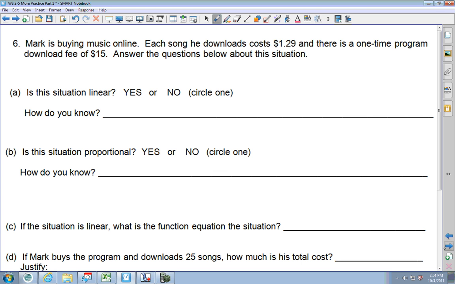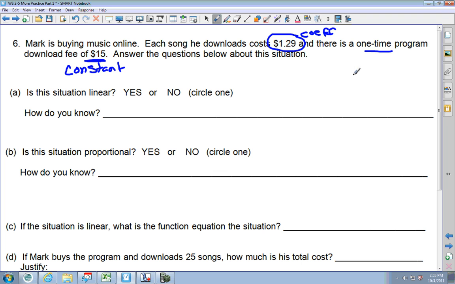This one says that Mark is buying music online. Each song he downloads costs $1.29. This is going to be my coefficient. It says a one-time program download fee for $15. Remember, a one-time fee is your constant.